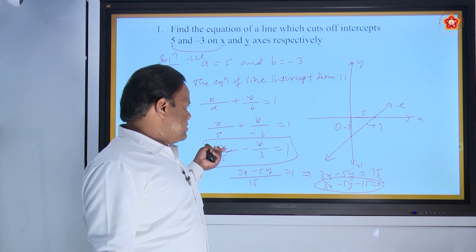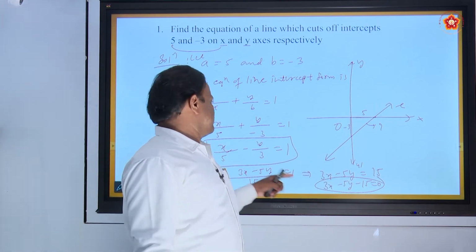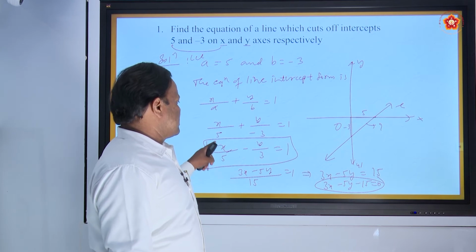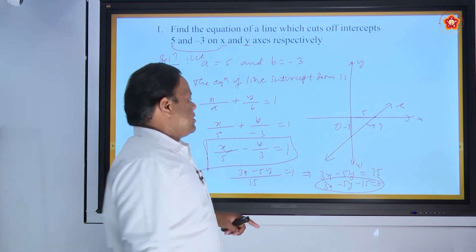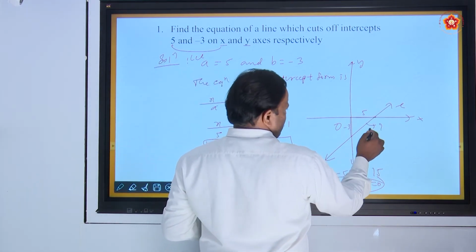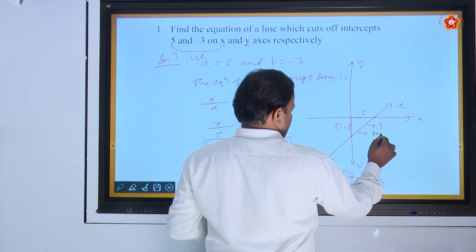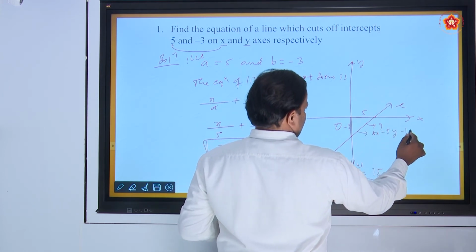I can convert this intercept form into general form. Otherwise, you keep it as it is. This is also a correct answer: x by 5 minus y by 3 equal to 1. See, the equation of this line we got here is 3x minus 5y minus 15 equal to 0.